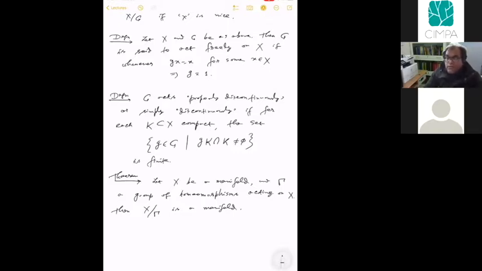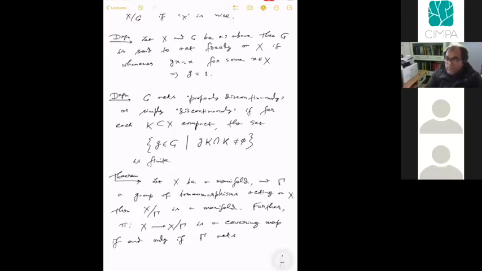Okay. And further, this is what we discussed in the other class, that this is a covering map if and only if. Here, does gamma act properly discontinuously or not? Yeah, let's wait.